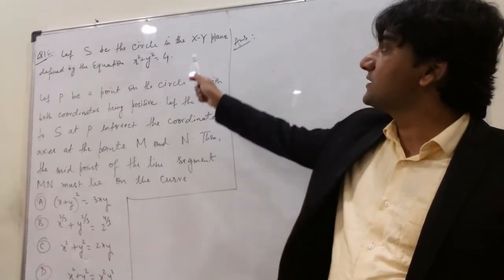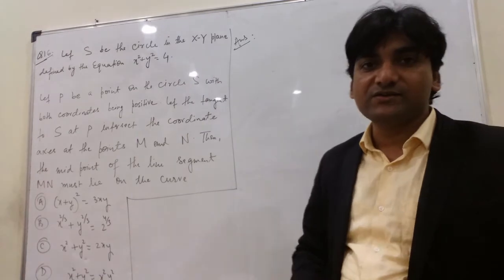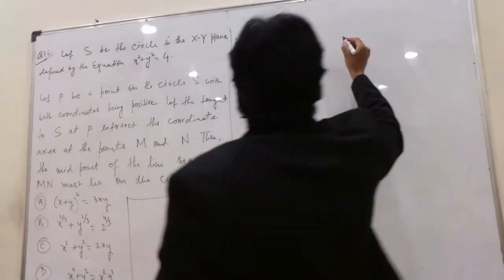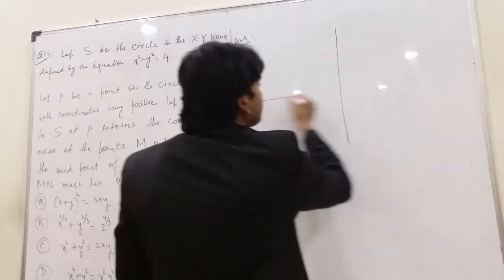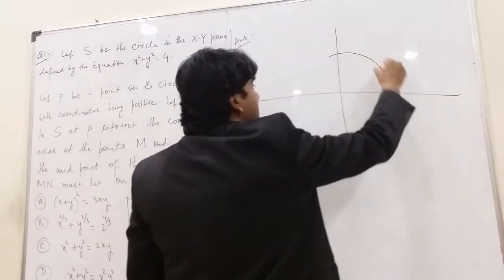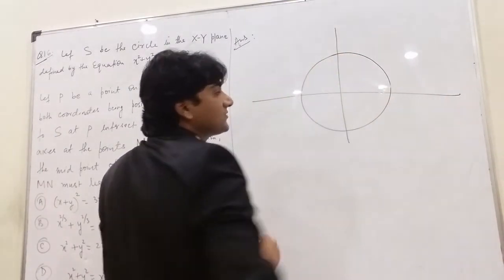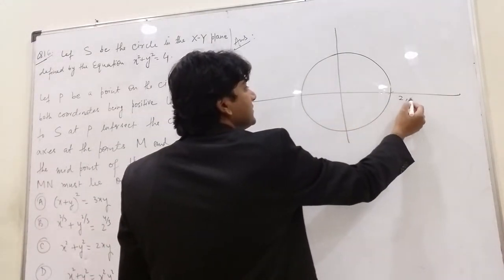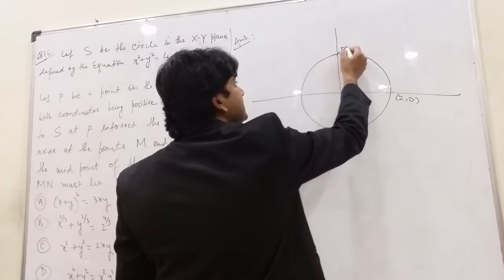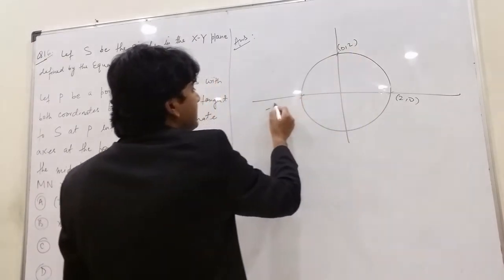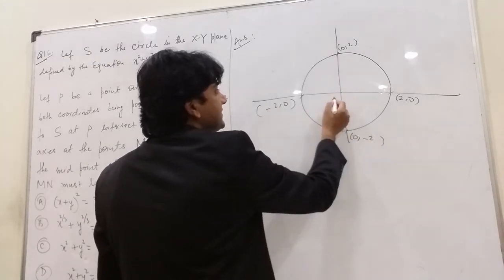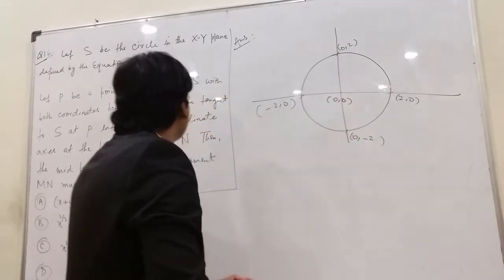Let S be the circle in the xy plane defined by the equation x square plus y square equals 4, which we know. It is a circle. x square plus y square equal to 4. It means radius is 2. So this is 2, 0. This is 0, 2. This is minus 2, 0. And this is 0, minus 2. And the center is 0, 0.